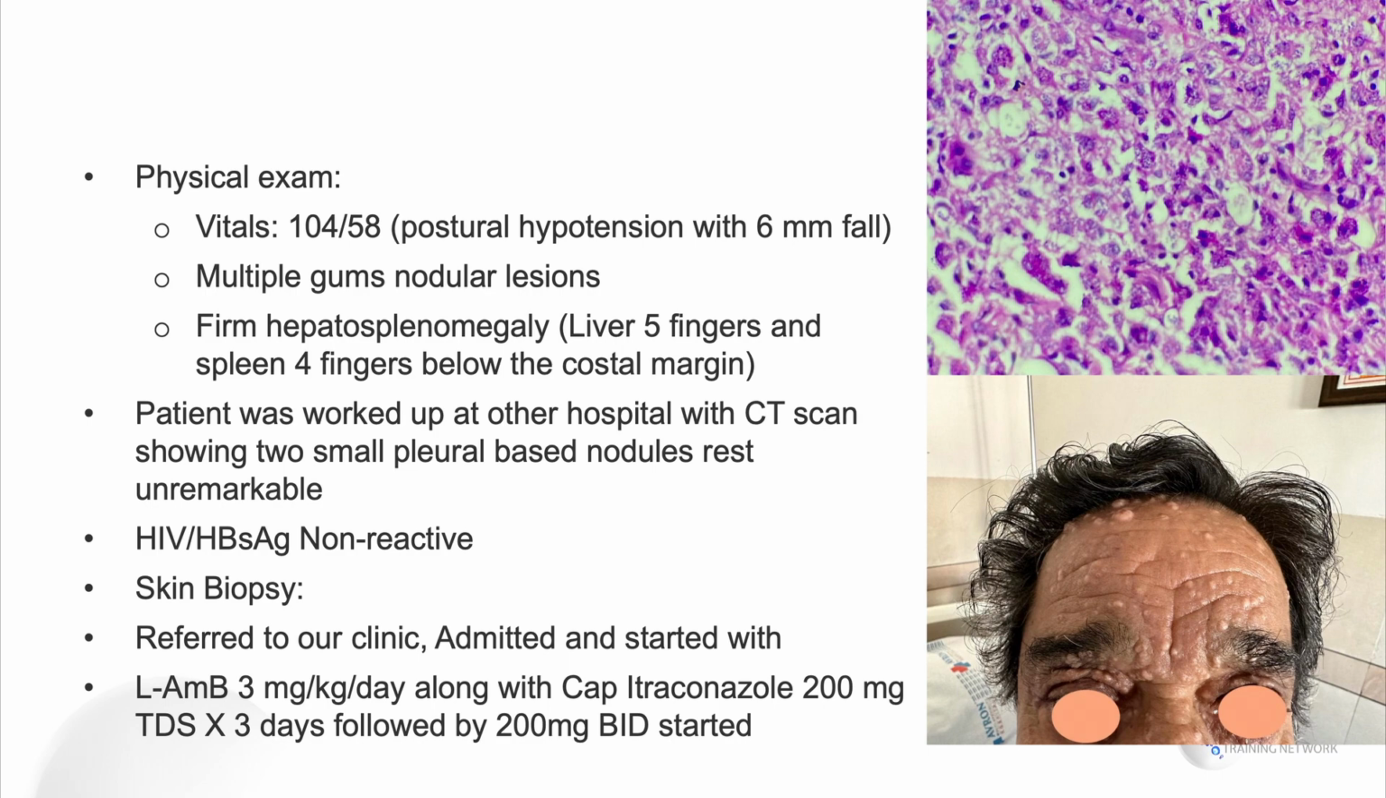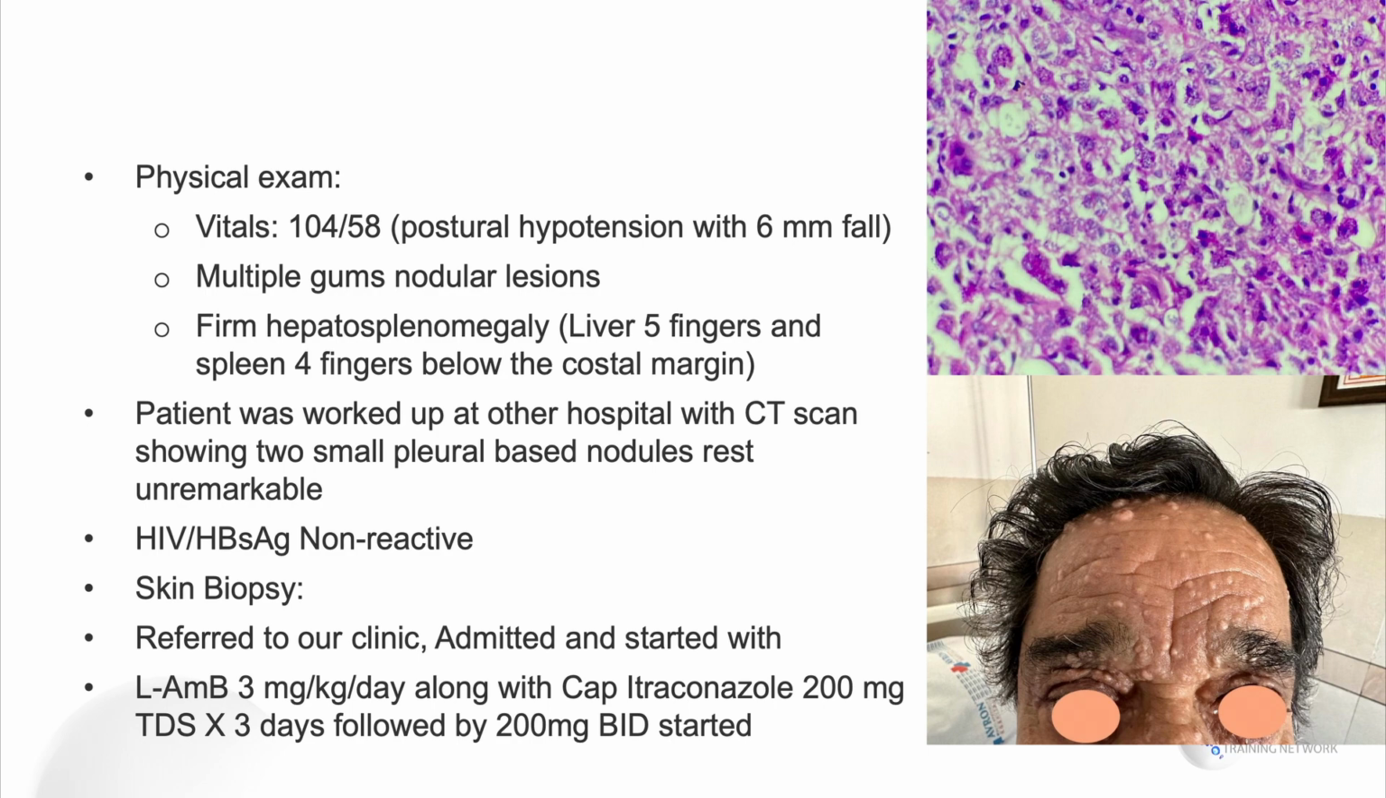So with this 3 months history of some respiratory complaints, weakness and weight loss, he had massive hepatosplenomegaly. The patient was worked up at another hospital with a CT scan, which showed 2 pleural-based small nodules, and the rest was unremarkable. His HIV and hepatitis B were negative. The skin biopsy was performed at another place, and it showed multiple yeast organisms within the cells and outside the cells, which is suggestive of histoplasmosis, and that is the reason the patient was referred for further treatment.